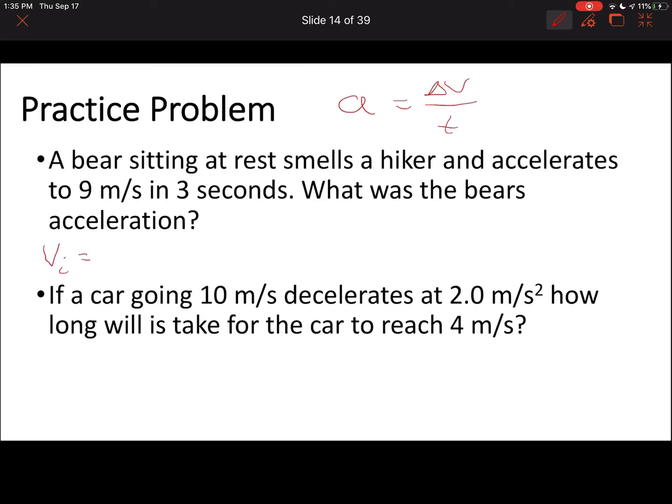What was my initial velocity in this case? 0. He was at rest. What was my final velocity? 9. What was my time? 3. 0, 9, and 3. Can I turn these numbers together and figure out an acceleration? Well, acceleration is my change in velocity, which is always final minus initial, over my time. I get 9 over 3 altogether, and I get a final acceleration of 3 meters per second squared.